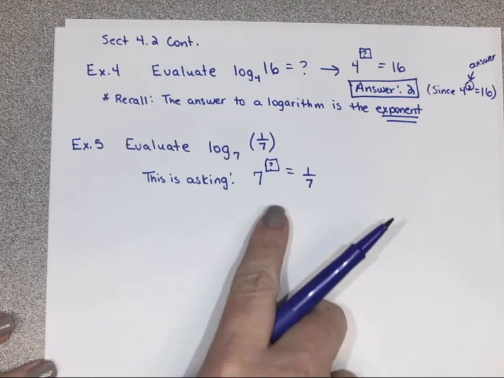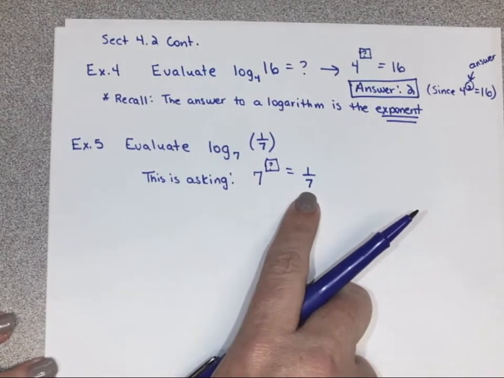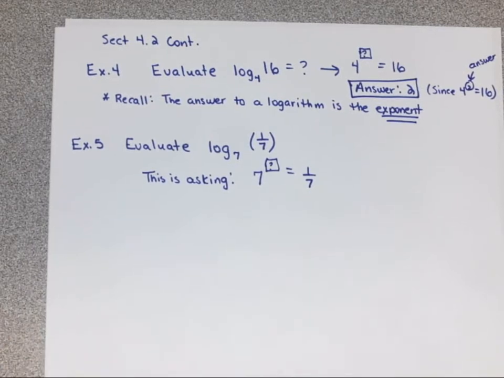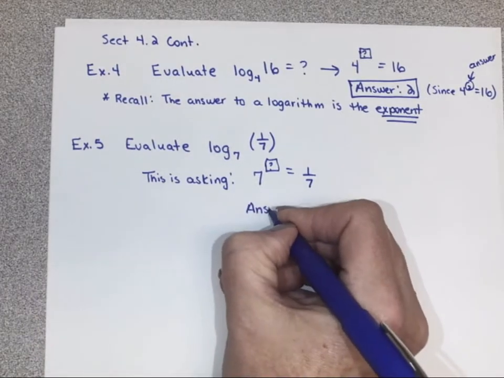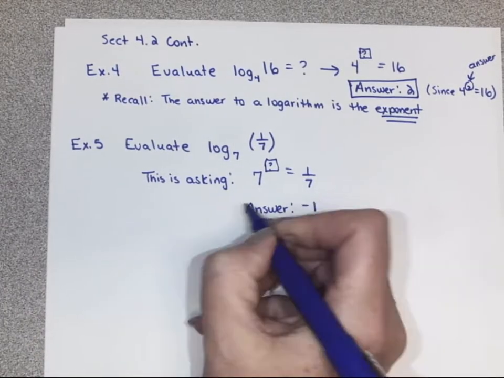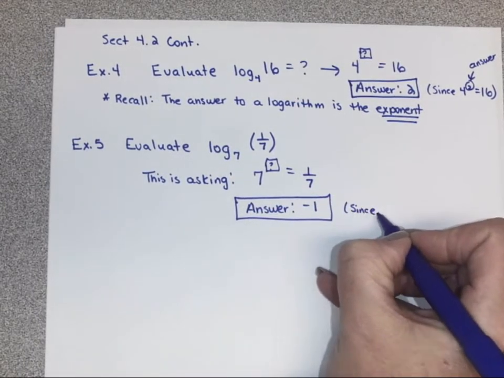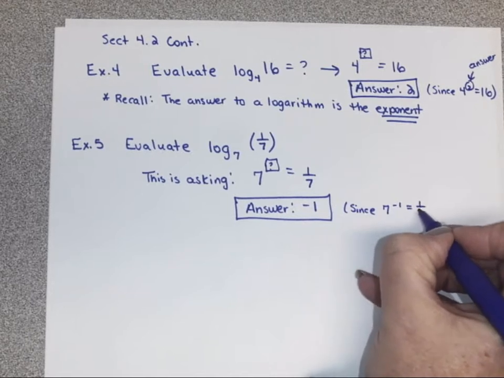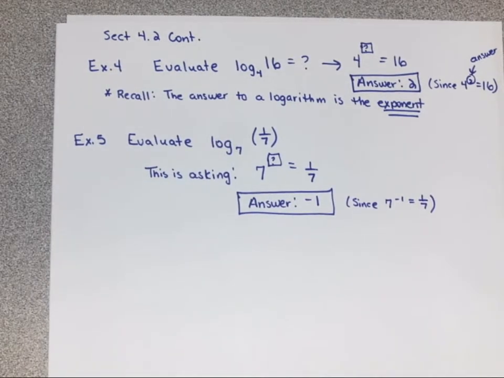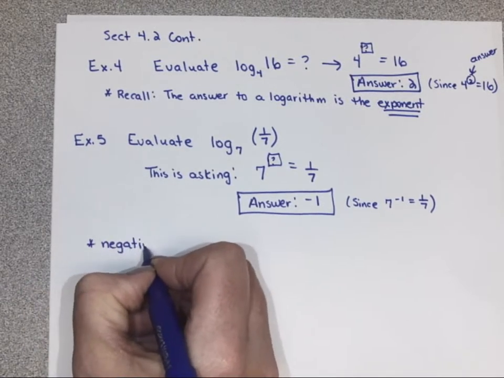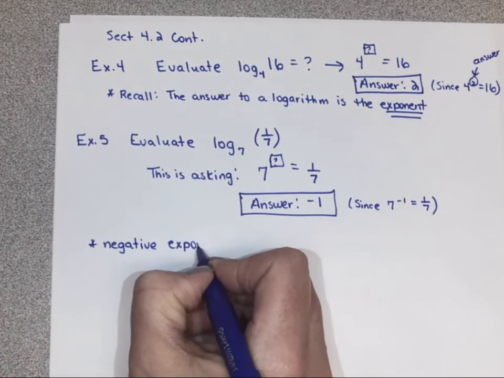Negatives, okay? So let's pretend this were regular 7. What would you raise 7 to give you 7 as an answer? It'd be the first power, right? But because it's 1 over 7, what will the answer be? Not 1, but negative 1. So the answer is negative 1, since 7 to the negative 1 power equals 1/7. Maybe you need to rewrite that, but remember that negative exponents indicate that we have fractions.